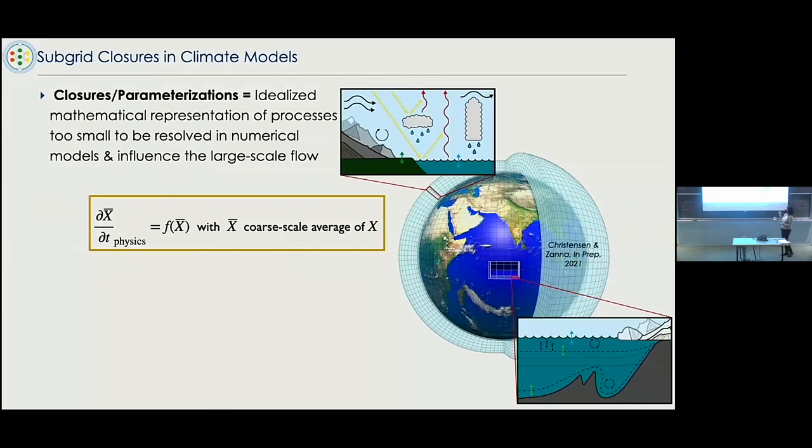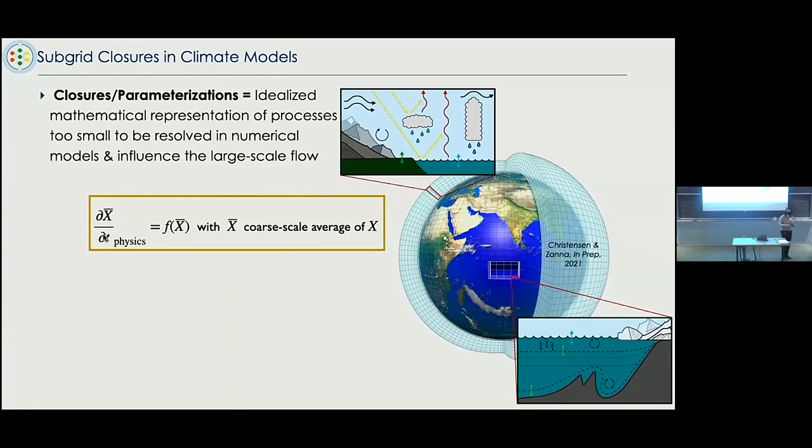So usually the way we've been doing that is trying to come up with a mathematical expression or semi-empirical relationship between the small scale and the effect on the large scale. So what we need to do is come up with a basic equation that's going to tell us how the small scale, as a function of the large scale, will impact the large scale itself.